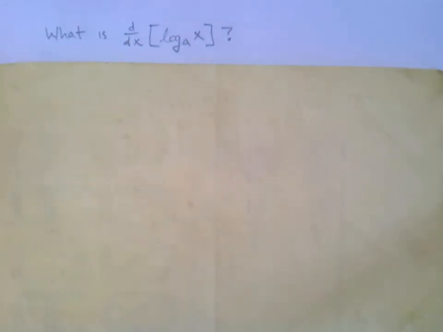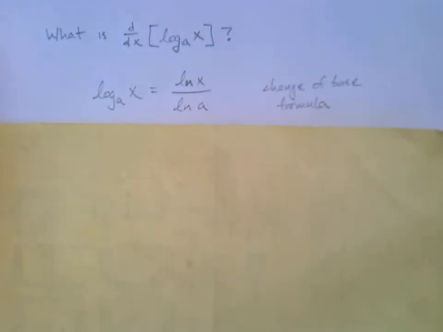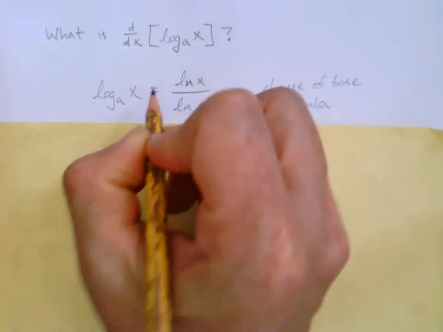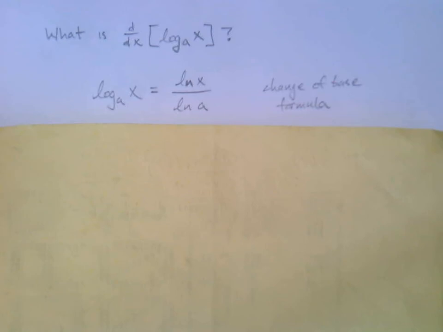All right, continuing. Let's look at the derivative for any other log with any base, the log of x with base a. Now that we know the derivative for the natural log of x, we can use that to our advantage. We're going to start with the change of base formula. We're beginning with a true statement.